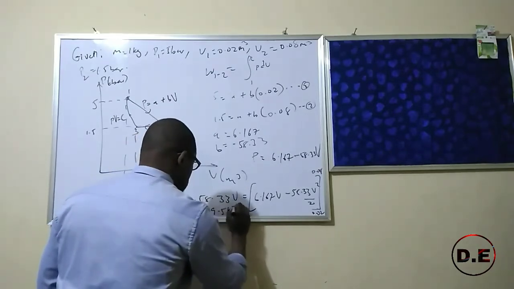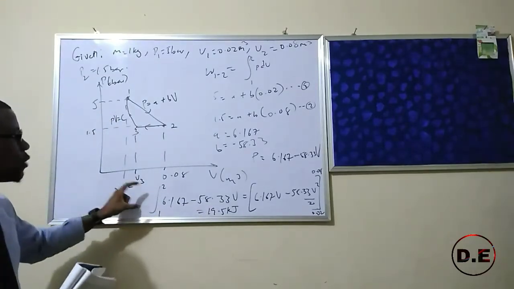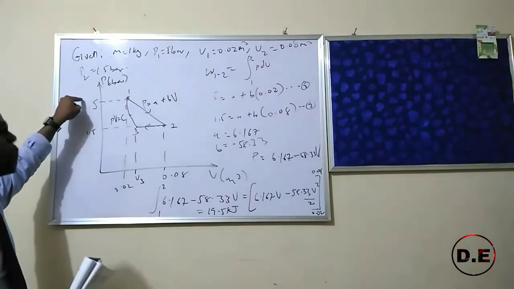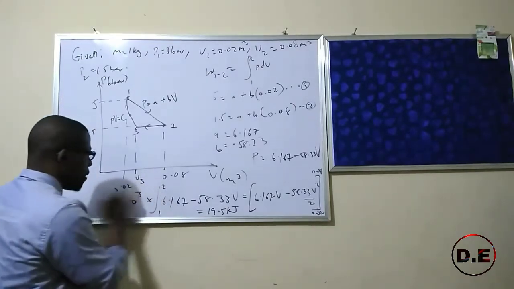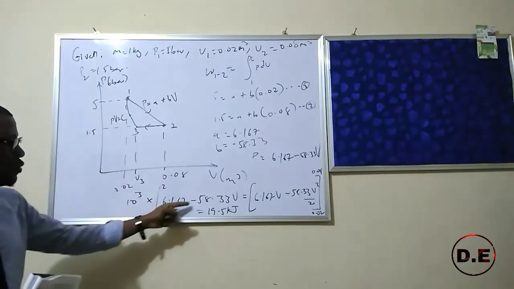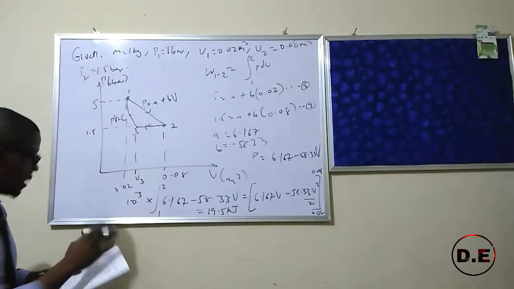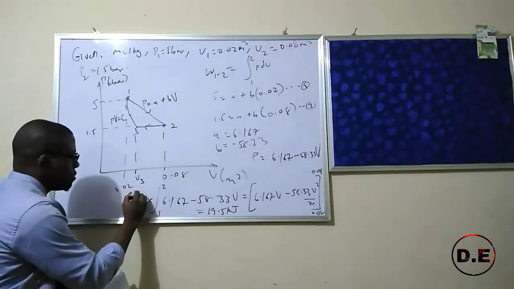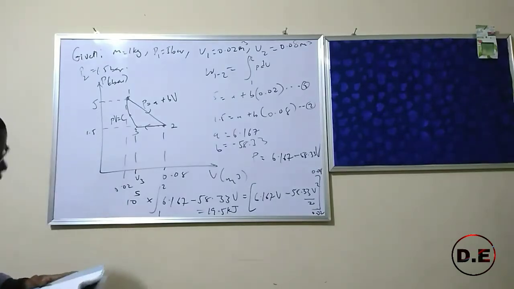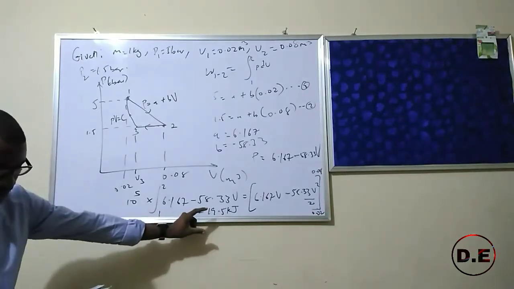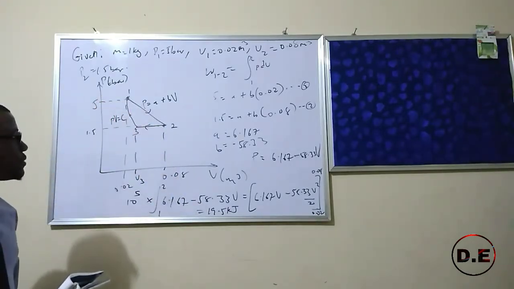19.5 kilojoules. Remember, the value of P is in bar here, so we must multiply this equation by 10 to the power of 5, because of the units of pressure, which is in bar. Noted. So this is the work done by the system in process 1 to 2. Let's look at process 2 to 3.